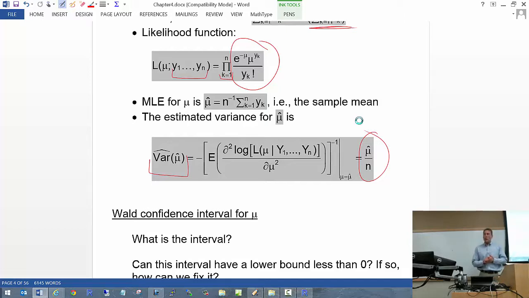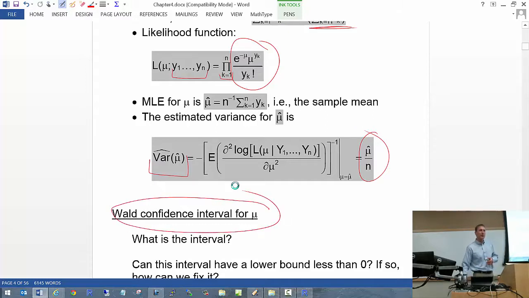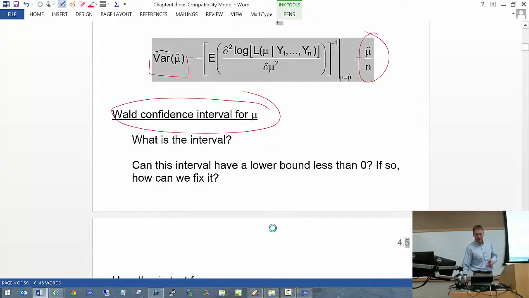Okay, well, why could that be useful? Let's say I want to do a Wald confidence interval for mu. Tell me what that interval should be. What should I start off with? Mu hat? There you go. Voila. We have a confidence interval for mu.